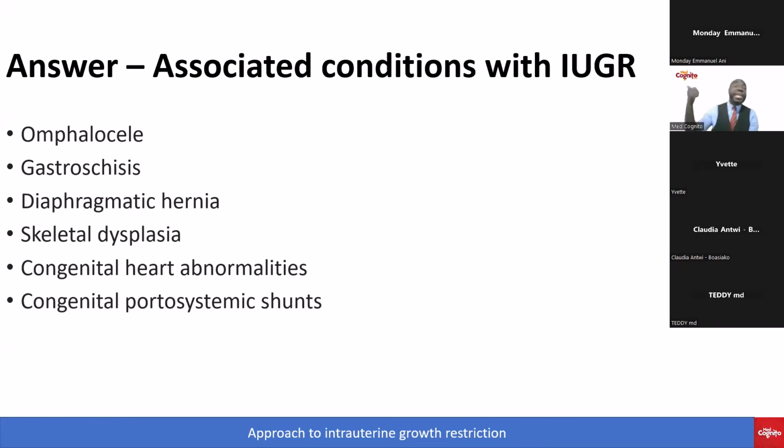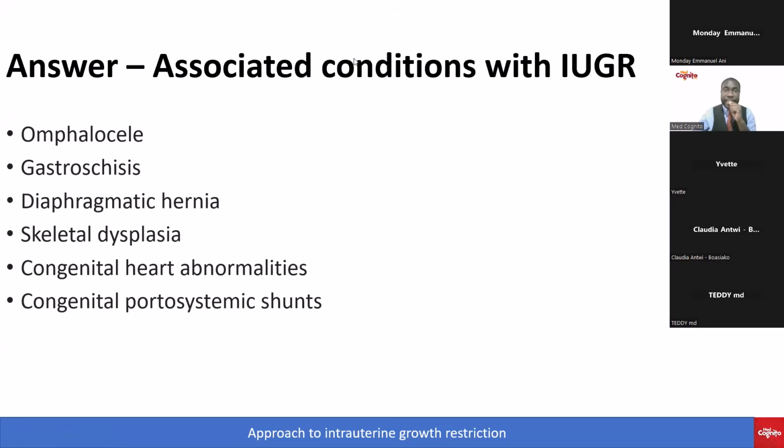Because we learned that if there is a fetal genetic abnormality, like Down syndrome, which is trisomy 21, right? Down syndrome is also associated with it. So while you're learning your Down syndrome, Patau, Edwards, please don't forget omphalocele. Don't forget gastroschisis. These are issues with the abdominal wall. Don't forget diaphragmatic hernia. Don't forget skeletal dysplasia. Don't forget congenital heart abnormalities. Don't forget congenital portosystemic shunts as well. All right? Good.